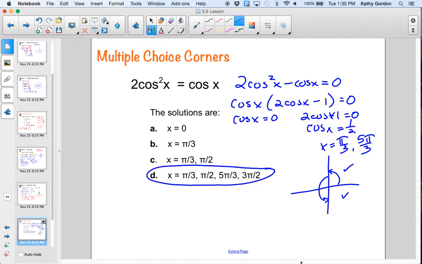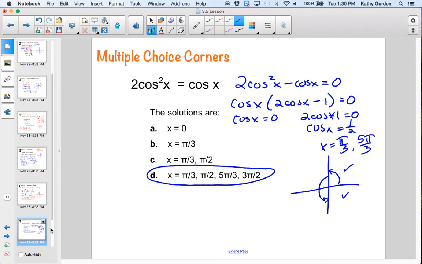Wait, sorry, I didn't really get the cosine x equals 0 part. Cosine x equals 0. We did that a minute ago. We said cosine was related to x. So when is x going to be 0? On your y-axis. So when do I get to the y-axis? At pi over 2 and at 3 pi over 2. Okay?